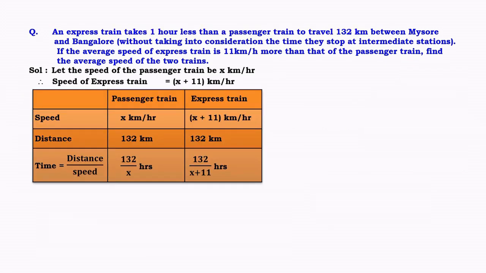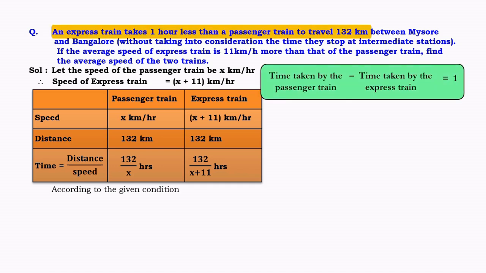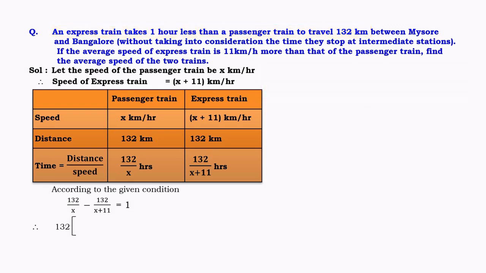According to the given condition, the equation is 132 divided by x minus 132 divided by x plus 11 is equal to 1. Now, let us simplify this equation step by step. First, take 132 as the common factor. This gives 132 multiplied by 1 divided by x minus 1 divided by x plus 11 is equal to 1.